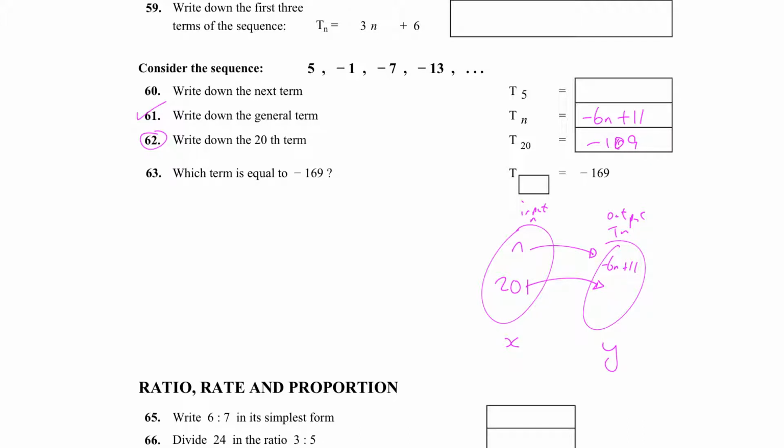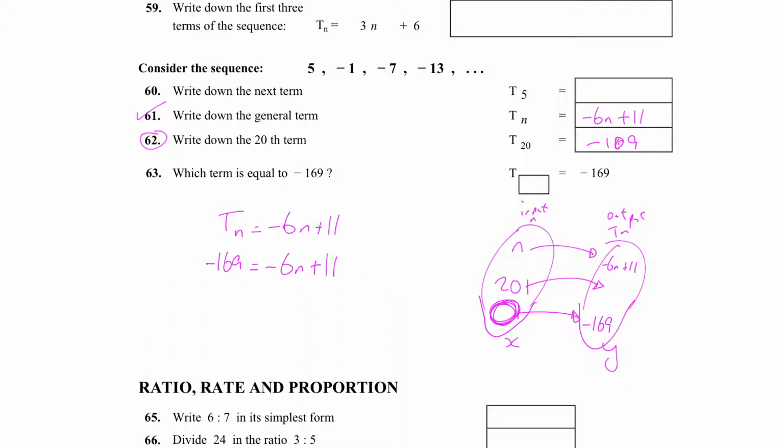Now, if we look at our diagram we had here earlier, and expand these bubbles just a bit more so we've got a bit more space, in this case we're given what the output is. Which one is equal to minus 169? Let's figure out what our input is for this. Our general form is tn equals minus 6n plus 11. Let's replace the bits we know. We know the output is minus 169. Minus 6 times, we don't know what n is, so let's leave it as n. And we've now got an equation.